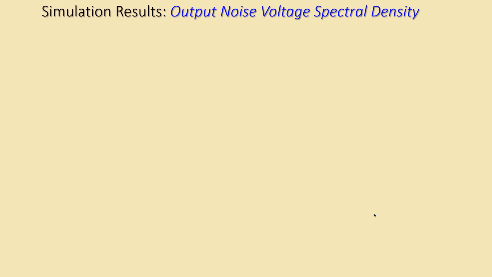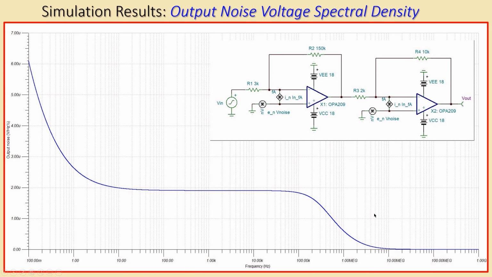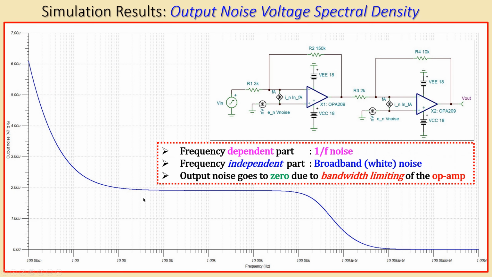Now if I also look at the output noise voltage spectral density, this is the plot. You can again see the 1 over F noise part, the broadband part, and you can see the last part which will go to 0 because of the bandwidth limiting of the op amp. So that is what we have at the output. At the input you don't see that, but in the output you can see it will be filtered out because the op amps will of course have their own bandwidth limitation.